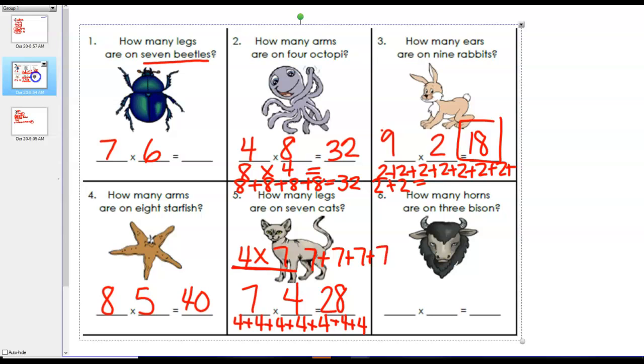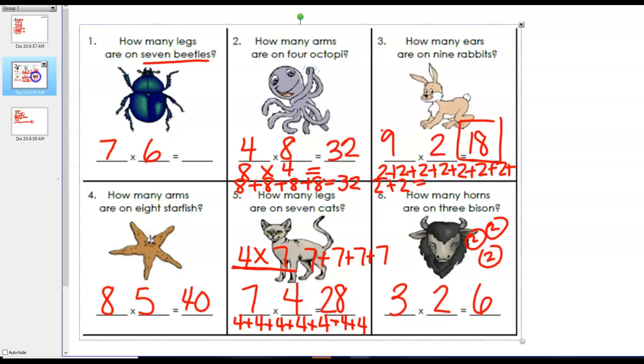And number 6, how many horns are on 3 bison? So 3 bison are your groups, right? It's a buffalo. It's like a buffalo. So 3 groups of 2. So you could have drawn 3 groups, 2 in each group. Can I skip count on this one? Yes, let's skip count. Skip count by 2s with me. Ready? 2, 4, 6. Okay, we stop there because we only have to do 3 groups. So 6 is our answer.